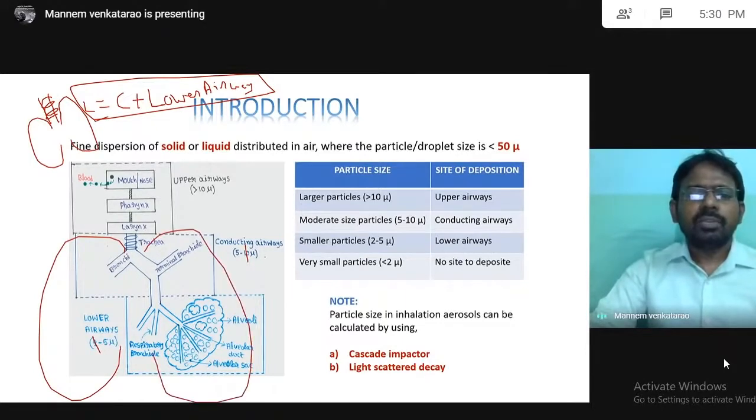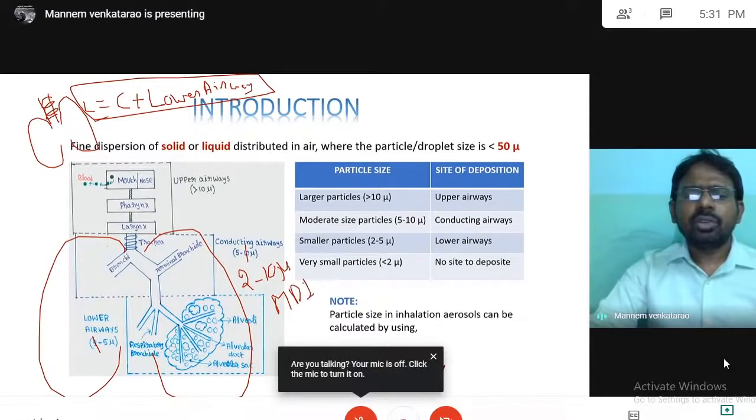So which particles can be deposited? That is 2 to 10 microns. Any device which delivers the drug especially into lungs is known as a metered dose inhaler. A metered dose inhaler is simply an aerosol container.